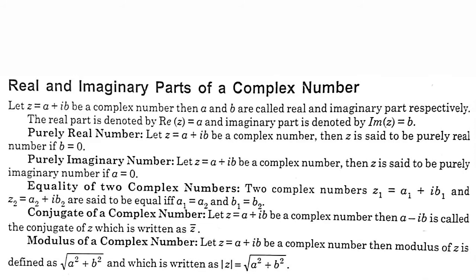Modulus of complex number. Let z is equal to a plus ib be a complex number, then the modulus of z is defined as square root of a square plus b square, which is written as modulus z is equal to square root of a square plus b square. Right students? These are the basic concepts of real and imaginary part of complex number.